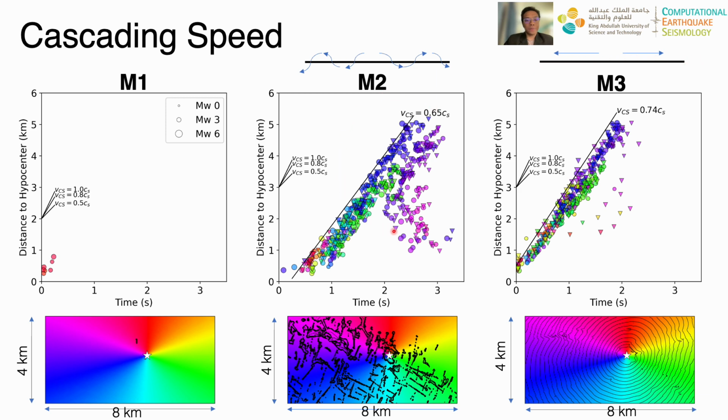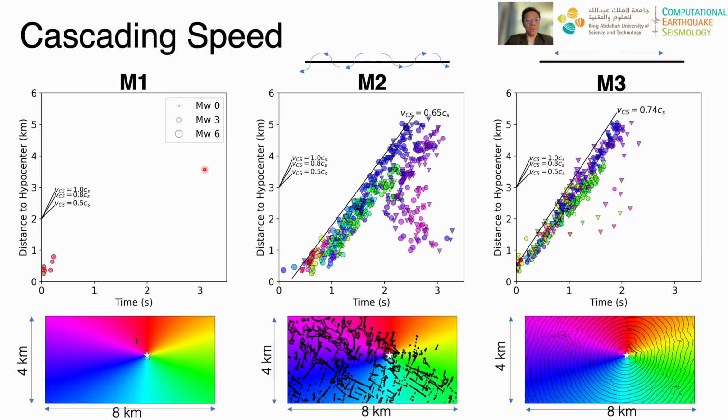In this figure, the cascading speed is shown by the black solid line in the middle. The dots and triangles are fracture family 1 and fracture family 2. Then the different colors here represent the location of the fracture with respect to the hypocenter. This rectangle here is the manifold, with a solid line exhibiting the rupture time contour. Now let's look at model number 1.